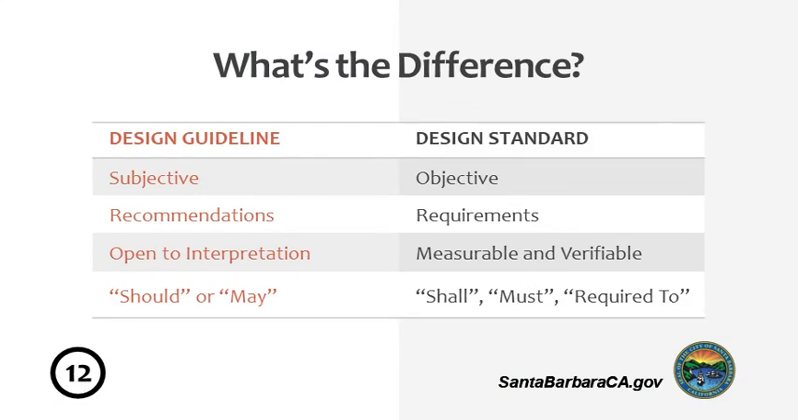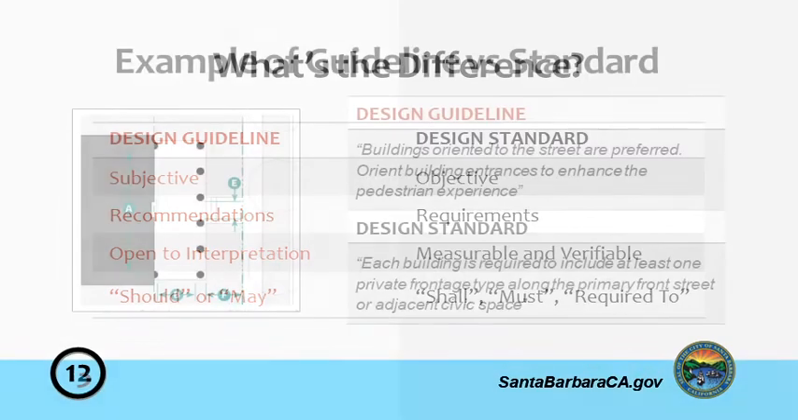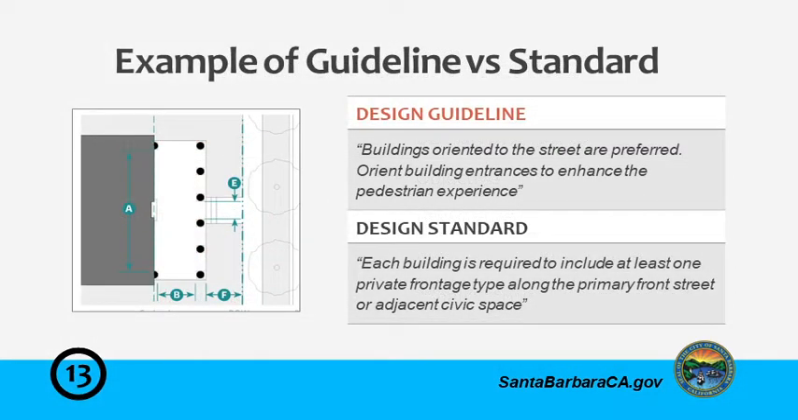So what's the difference between a guideline and a standard? Instead of recommendations, objective standards are enforceable requirements. Guidelines that are open to interpretation must be made measurable and verifiable. Words like should or may are replaced with words like shall, must, and required to. Here's an example. Instead of buildings oriented to the street are preferred, the new standard requires each building to include at least one private frontage type, like a porch or stoop, along the street or adjacent civic space.